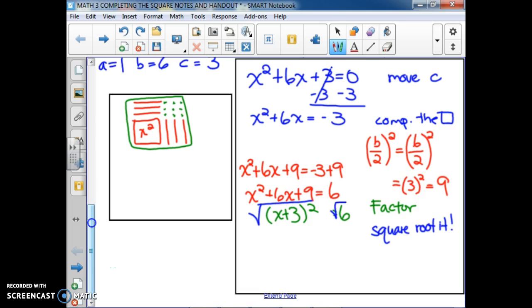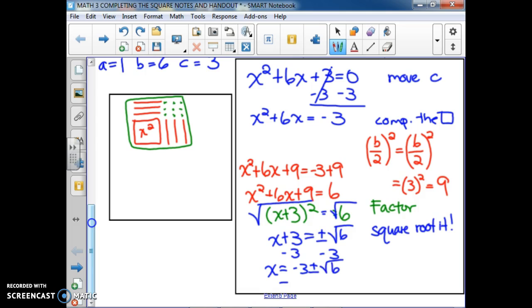Take the square root of both sides. Anytime I take the square root of a square, I'll just be left with what's underneath. So this becomes just x plus 3. And because I solved by using the square root, I had to put my plus or minus the square root of 6. Now 6 doesn't have any perfect squares that are factors of it, so we're just going to leave it as the square root of 6. One more step, I'm going to subtract 3 from both sides. And now I have x equals negative 3 plus or minus the square root of 6.